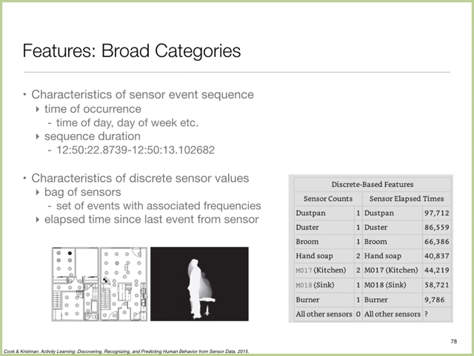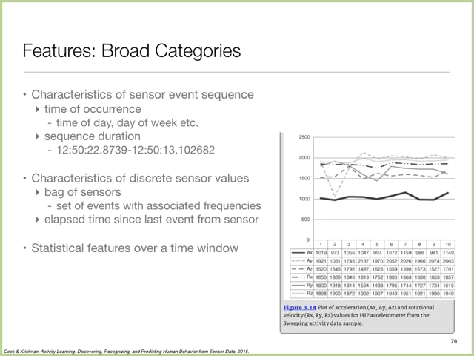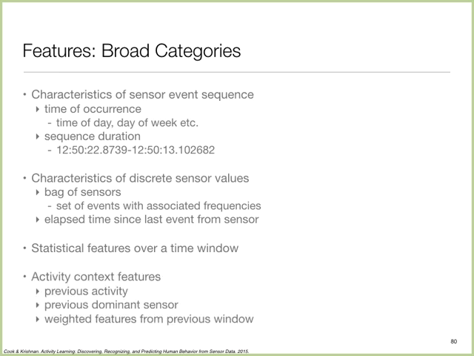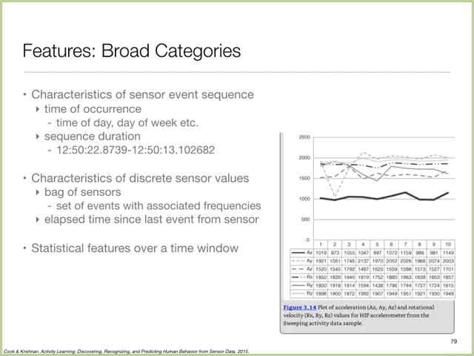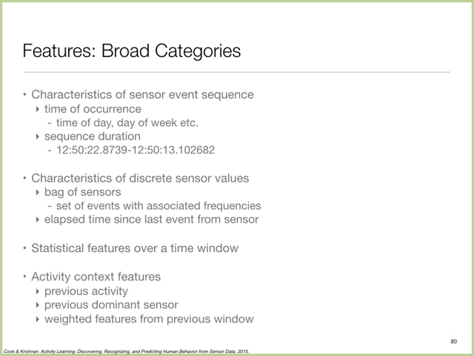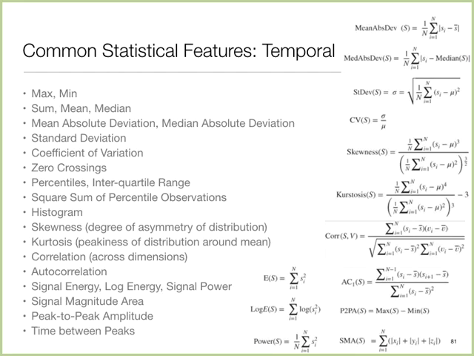In this case, it's sort of simpler than that. And elapsed time since last event. So there are a bunch of these features you might imagine, which are ways to convert events into more statistical features over a time window. So I can look at various statistics and also some other contextual information.